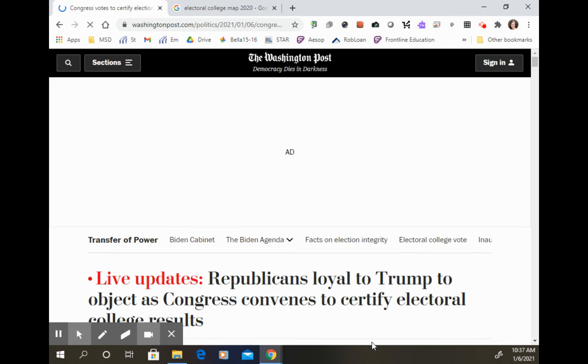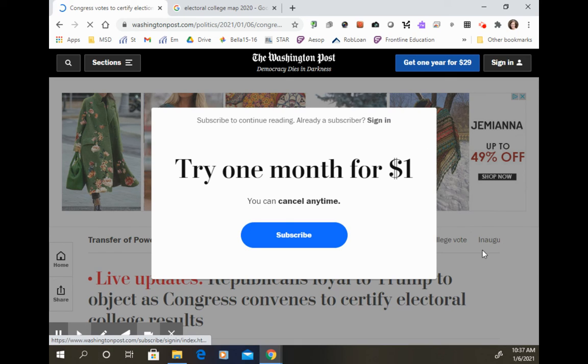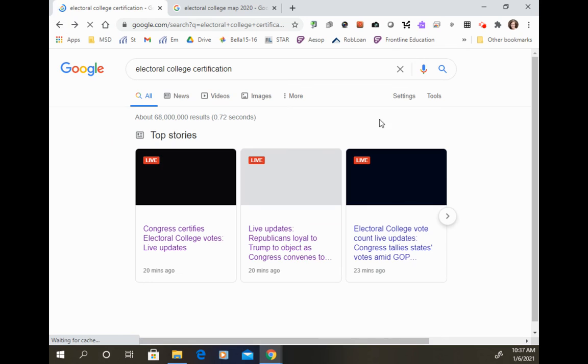Yeah, let's look at the Washington Post. That's a pretty neutral site. There are some Republicans that are questioning the votes that are being read. And they have every right, it's a democratic process to do that. And what they're allowed to do then is, no, I don't want to subscribe. Okay, I guess I'm not going to that page.